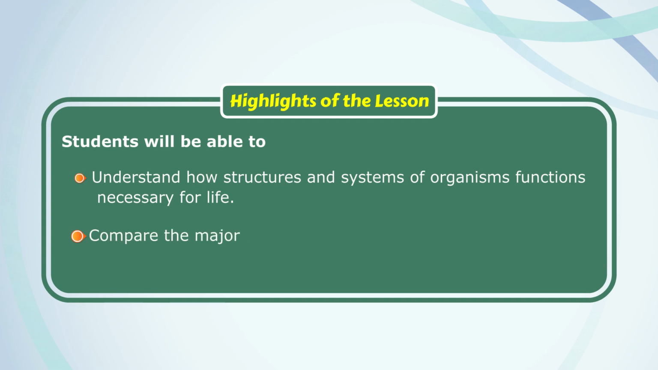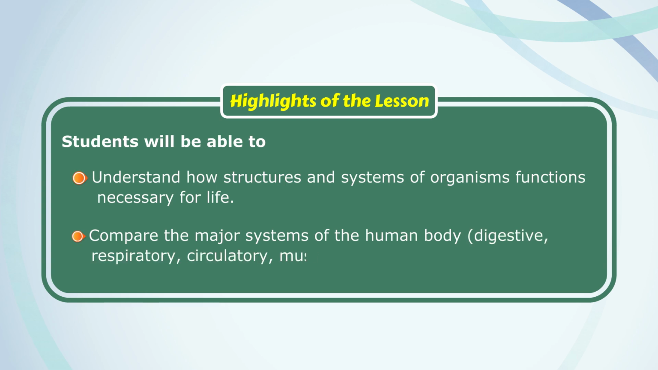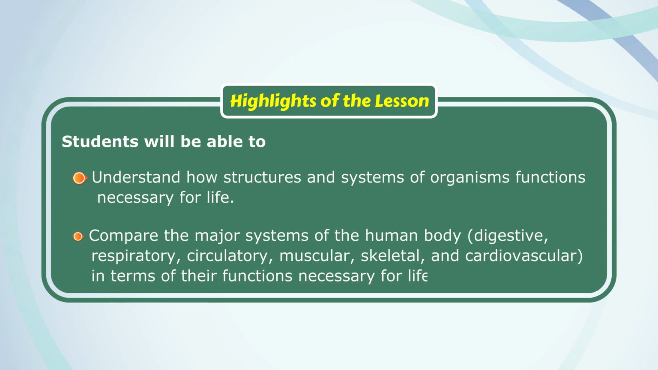Compare the major systems of the human body: digestive, respiratory, circulatory, muscular, skeletal, and cardiovascular, in terms of their functions necessary for life.